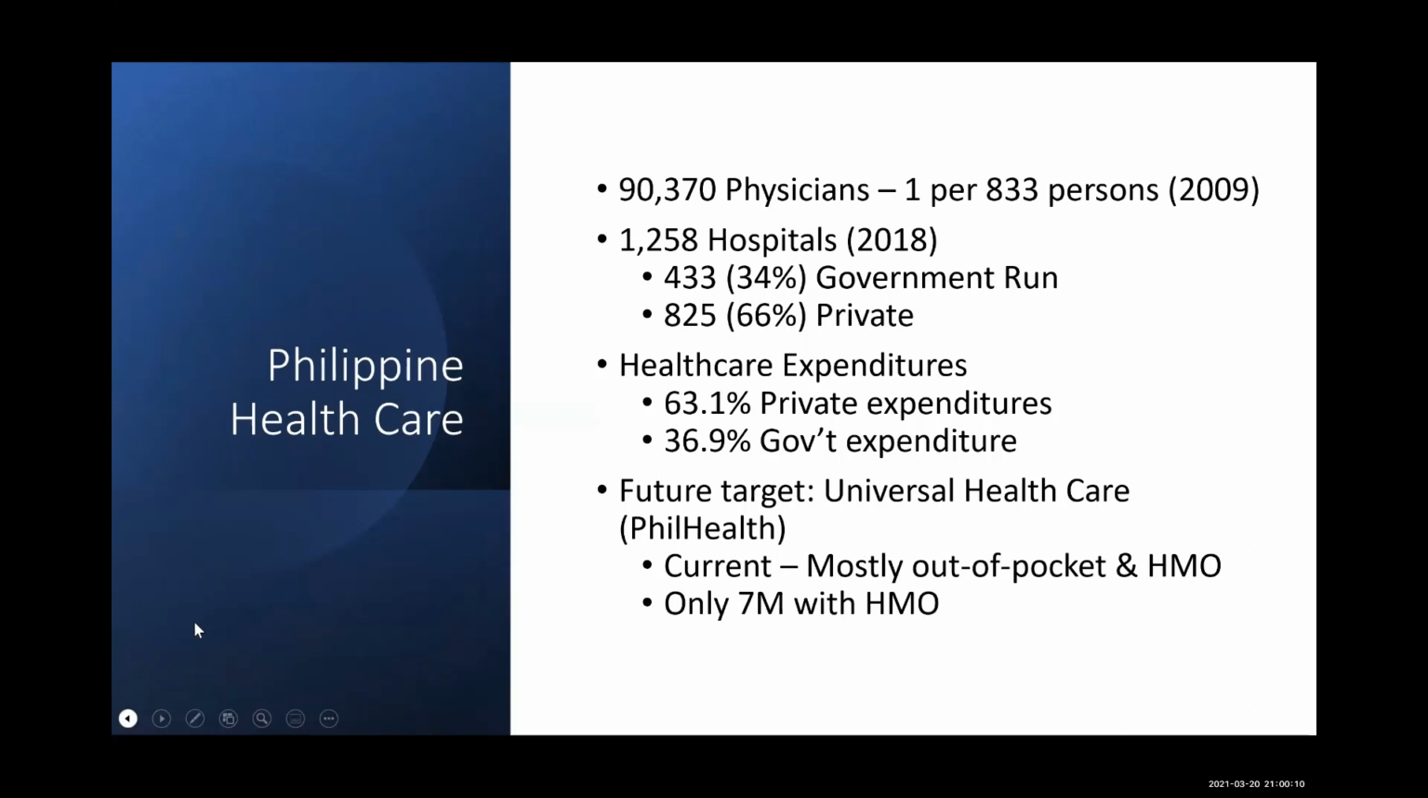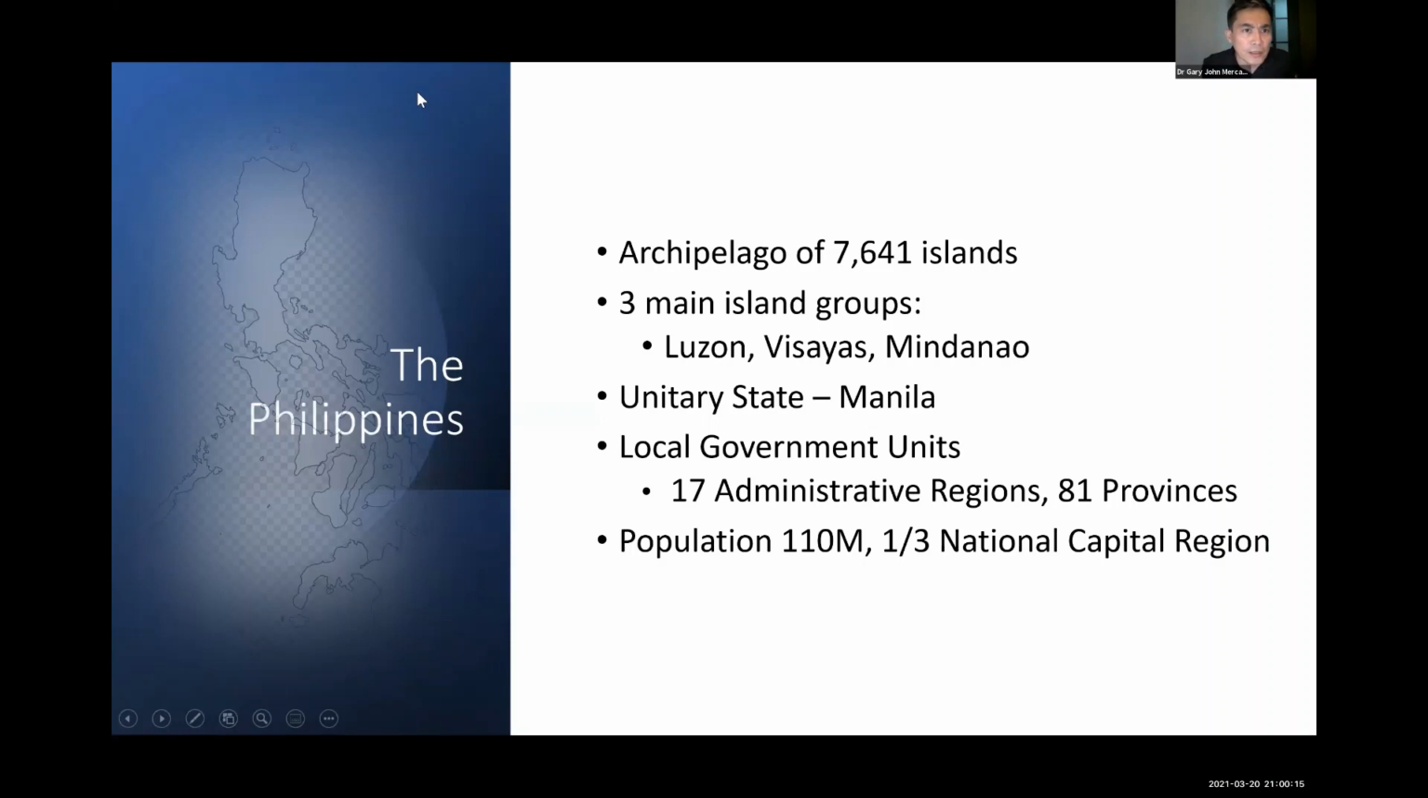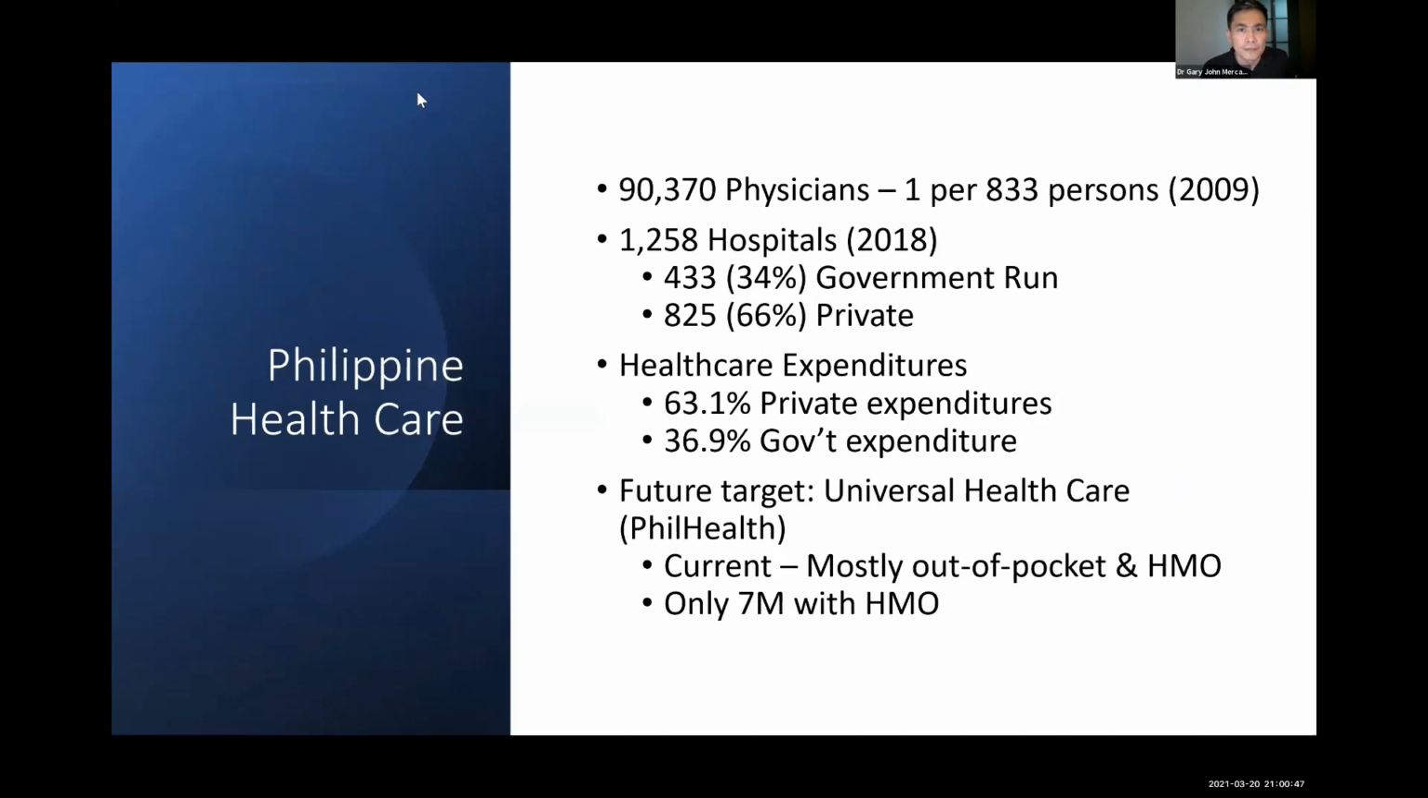Yeah, so it's governed as a unitary state, and it's governed from Manila, which is in the National Capital Region. However, we do have local government units comprising 17 administrative regions and 81 provinces. The population is a whopping 110 million, and we have a very high growth rate. However, a third of this population is in the National Capital Region, as well as the adjacent provinces around the NCR. In 2009, there were 90,370 physicians. That's about one per 833 persons.